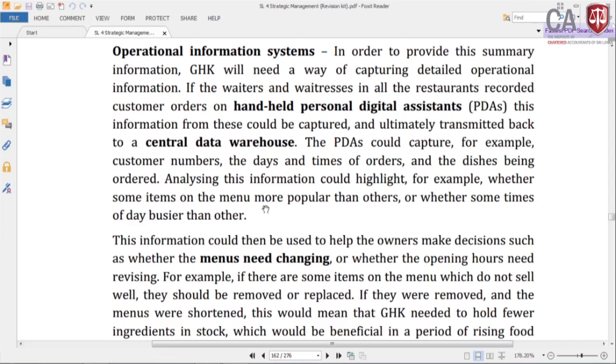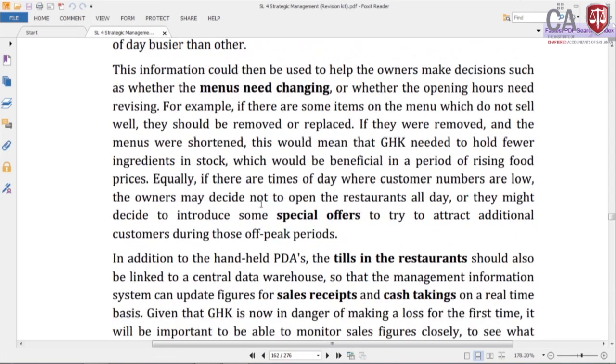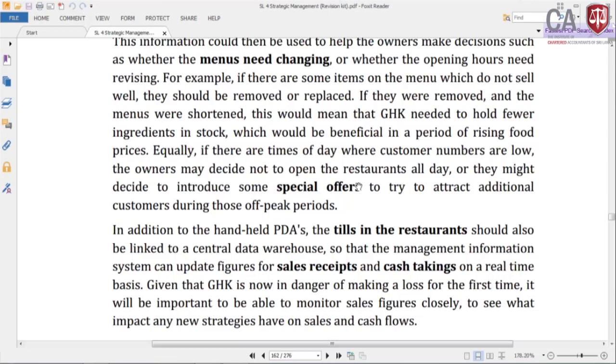Analyzing this information could highlight, for example, whether some items on the menu are more popular than others or whether some times of day are busier than others. Yes, some analysis can be done based on this information. This information could then be used to help the owners make decisions such as whether the menus need changing or whether the opening hours need revising. For example, if there are some items on the menu which do not sell well, they should be removed or replaced. Yes, you can analyze and find that.